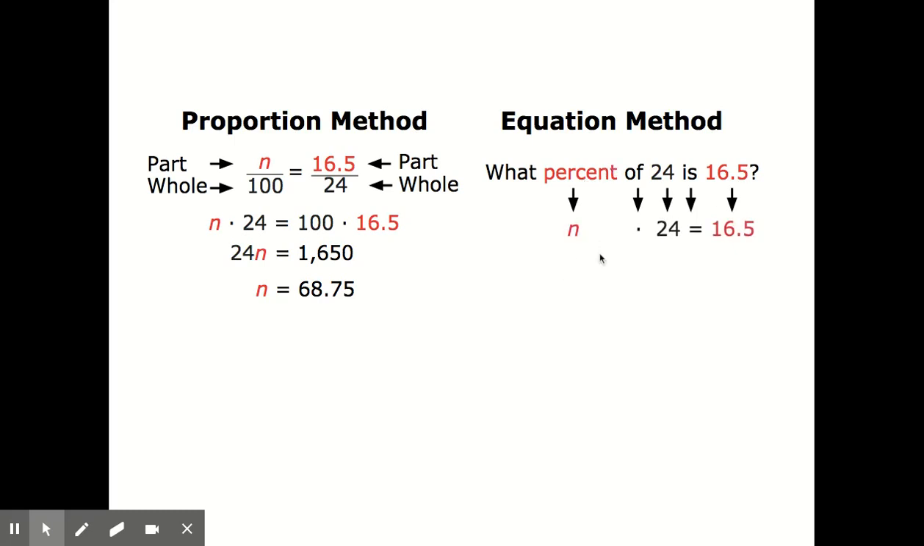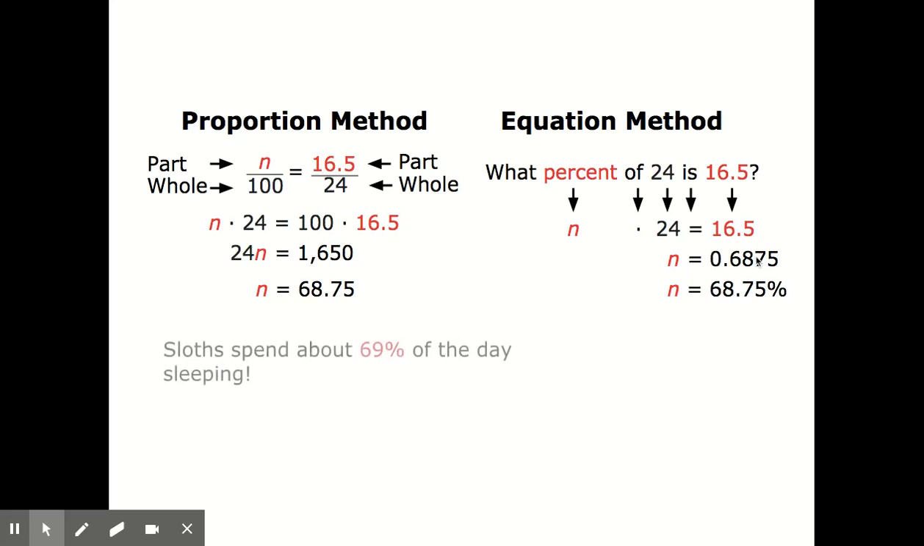Percent, that's the thing we're looking for. Of means times. 24 is the whole. Is means equals. And this is the thing we know. So we would find this to be n times 24 equals 16.5. So n is equal to 0.6875, which becomes a percent of 68.75% by moving the decimal 2 places over. So sloths spend about 69% of the day sleeping.